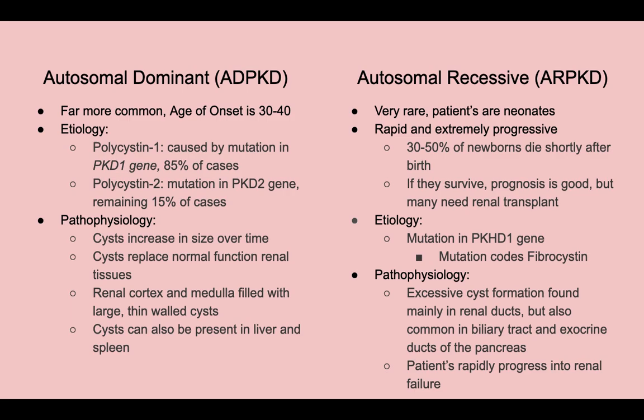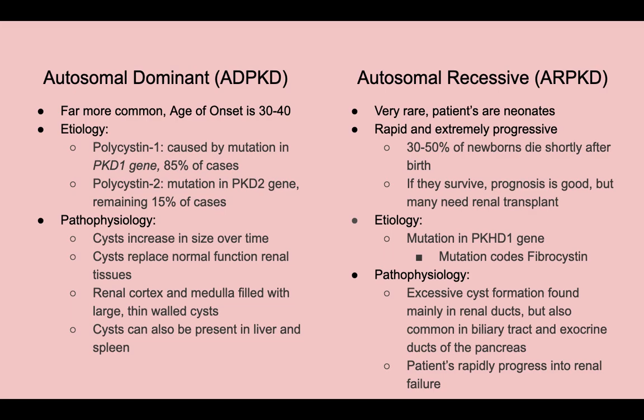The patho behind autosomal dominant relates to the cyst basically taking over normal functioning renal tissue or replacing it. They increase in size over time. Then they fill the renal cortex and medulla with these cysts. And then the cysts can also develop in the liver, pancreas, and spleen, which can cause further complications that we'll talk about later on.